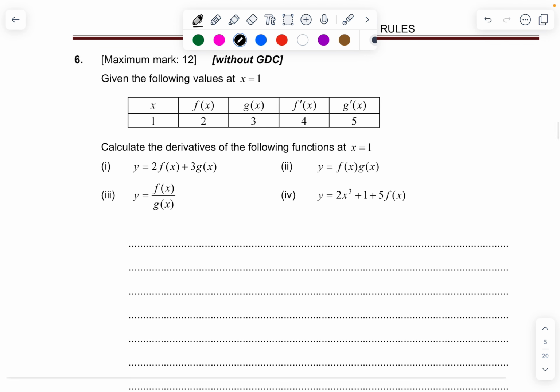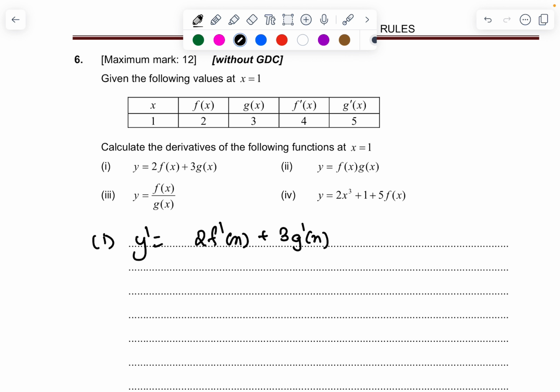Question number 6. Calculate the derivatives of the following function at x equals to 1. So y prime equals to 2f prime x plus 3g prime x. This is part 1. So 2f prime of 1 plus 3g prime of 1. So f prime of 1 is going to be nothing but how much? 4. 2 times 4 plus 3 times 5, which is 8 plus 15, 23.